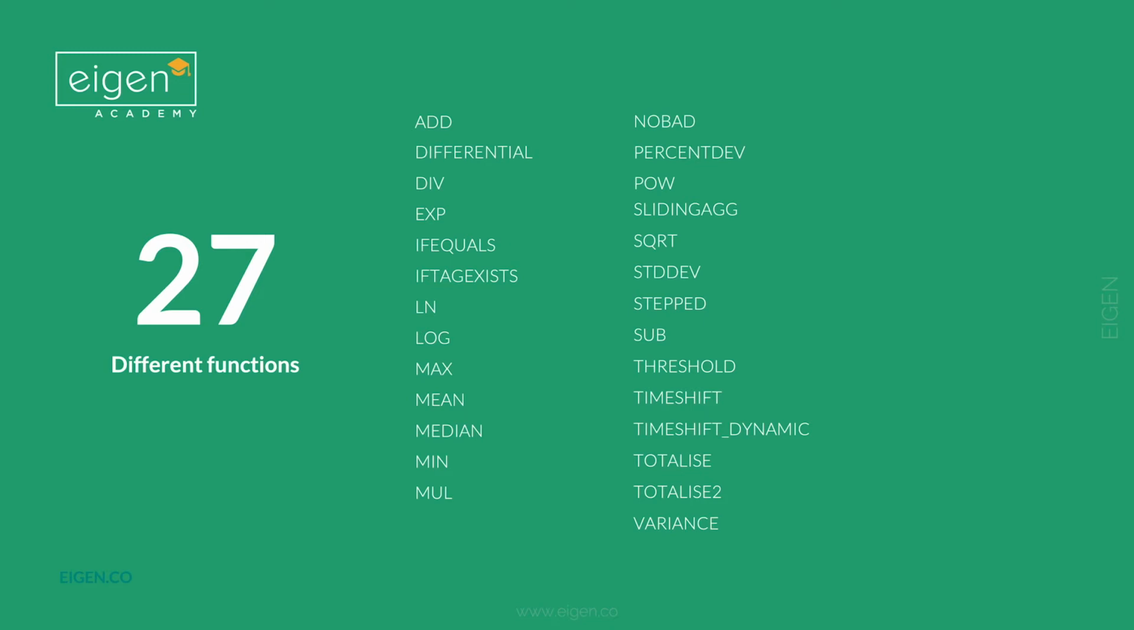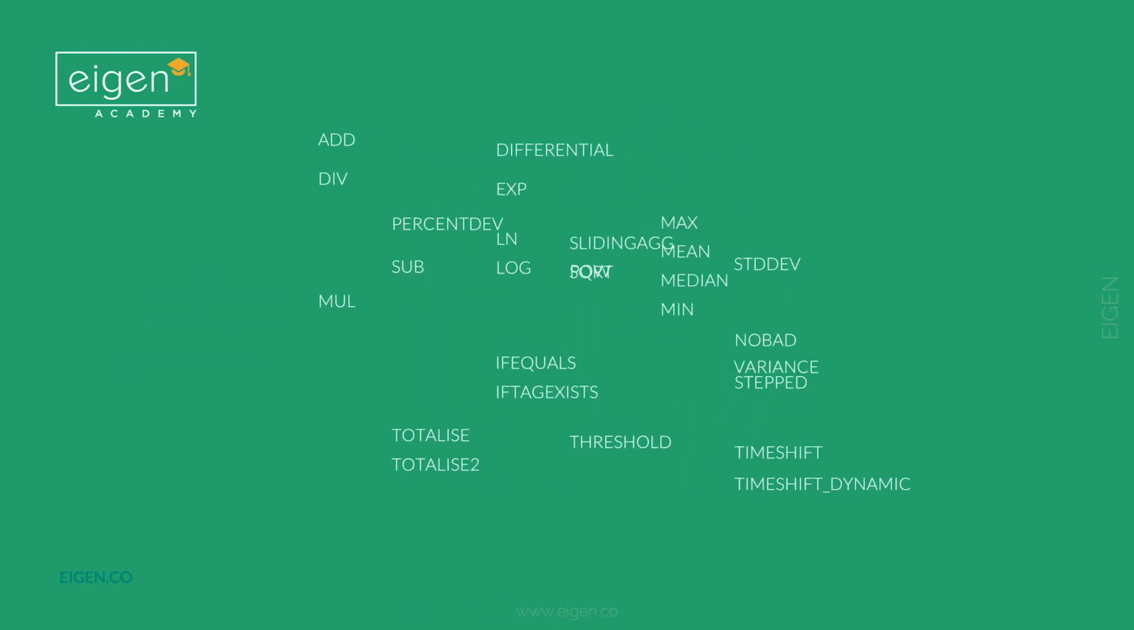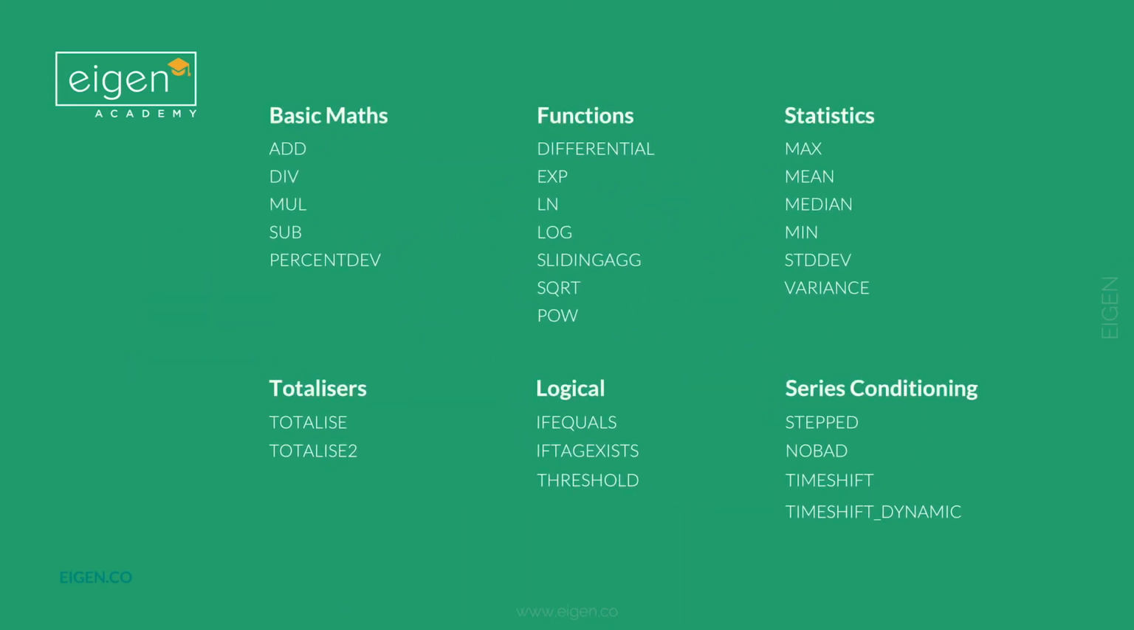They're listed alphabetically, but actually they break into 6 different groups. We have basic maths functions, functions themselves, statistics, totalisers, logical functions, and series conditioning functions. The basic maths functions are like add, divide, multiply, subtract, where you've just got 2 or more different time series sources and you're looking to do a basic operation on them. Add them together, subtract them.